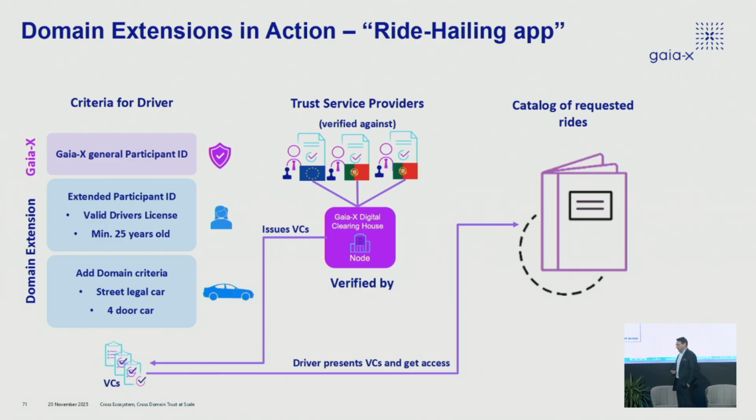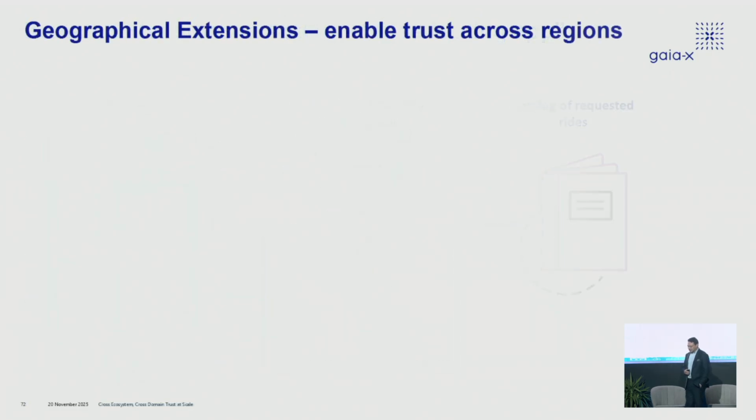Now, the same has been done on geographical extensions. We enable trust across regions. There is sometimes a question why we do need to share data. Why do we need to share data across different regions? Well, this is, to me, a very interesting question, because the answer was given 60 years ago when we decided that all our industries go highly specialized. We split every work process in 100 different steps.